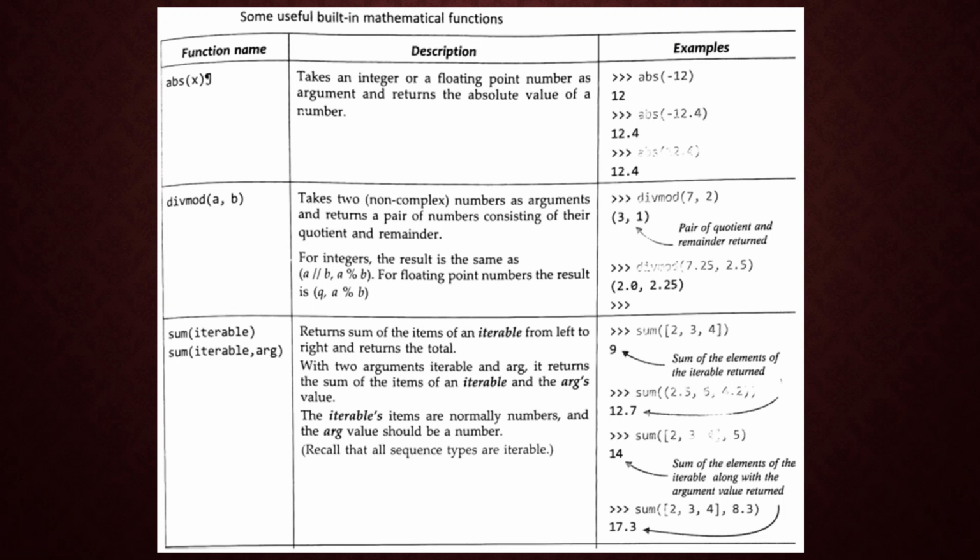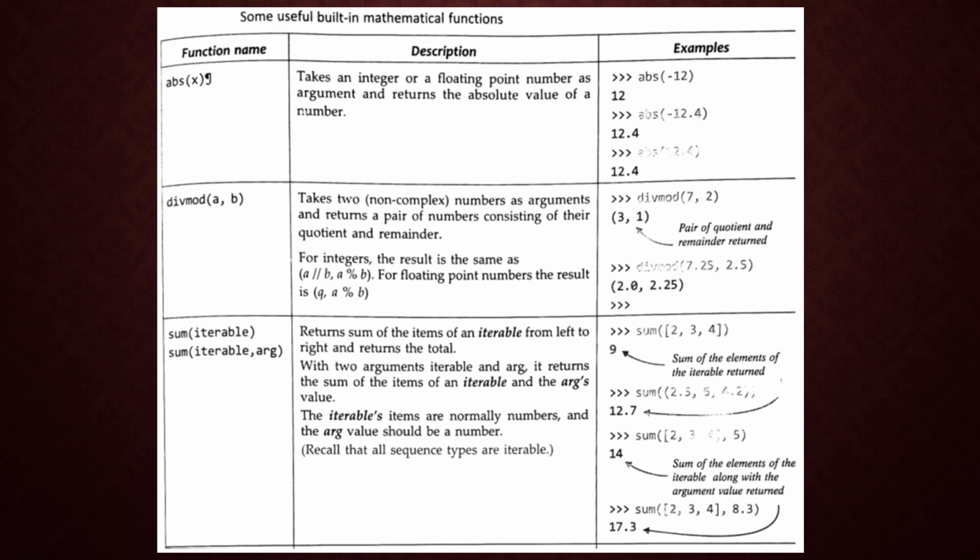And we studied about using the absolute function, abs of x, that gives the absolute value if you are using an integer or floating point number. Next, divmod. It gives divmod(a, b), where a indicates the quotient and b indicates the remainder. So it will display two things, quotient and remainder.